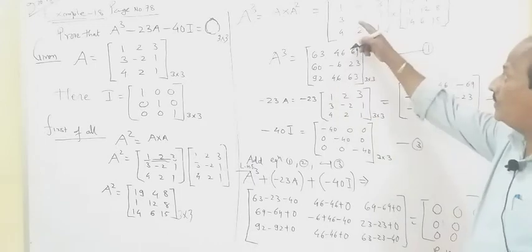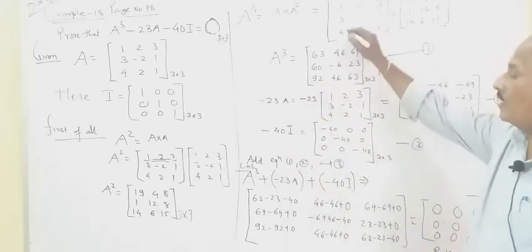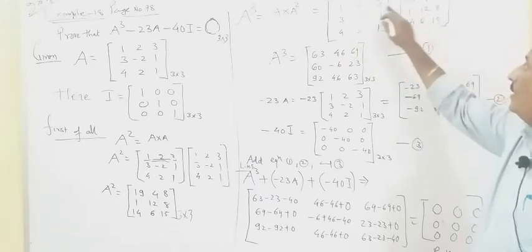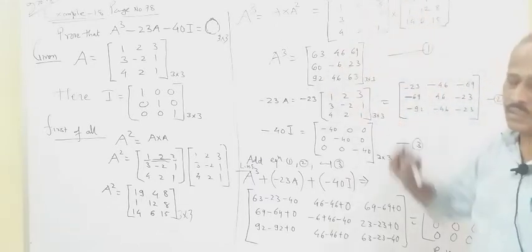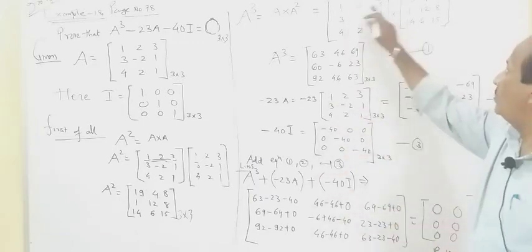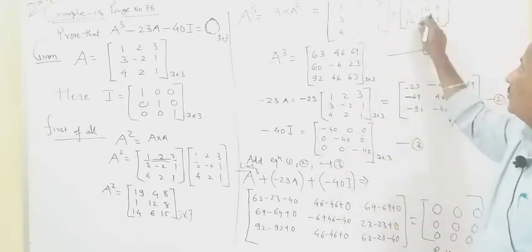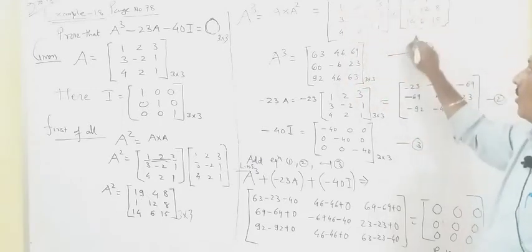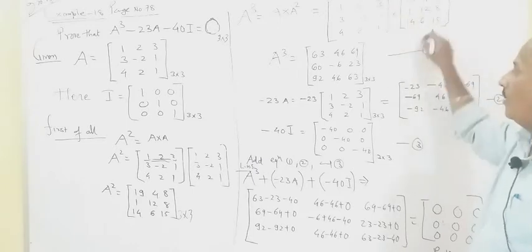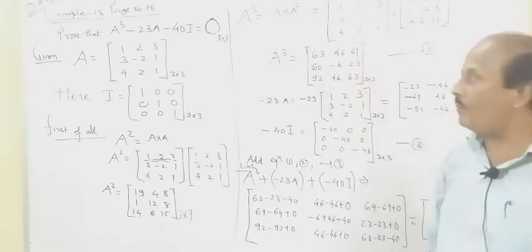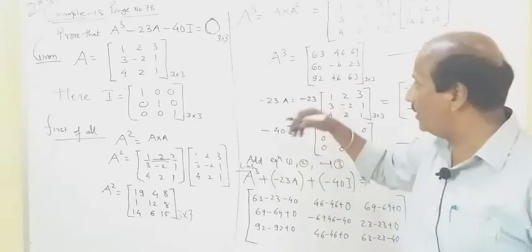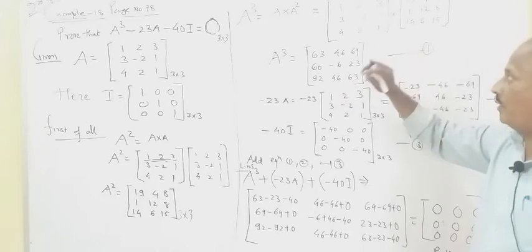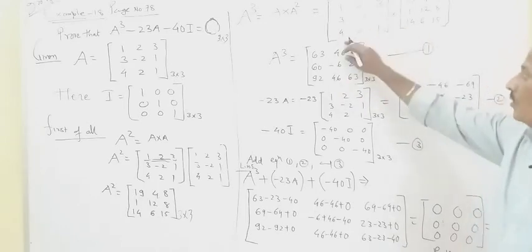But for you, a calculator is allowed, so you can use a calculator. Otherwise you multiply 1 into 19, then 2 into 1, then 3 into 14, you will get 63. Then 1 into 4, then 2 into 12, and then 3 into 6, you will get 46. So again row, column, row, column, row, column, you will get the first row of A cube. Be careful, the digits are going to be slightly bigger. You can use your calculator. Then go for the second row, then the third row.